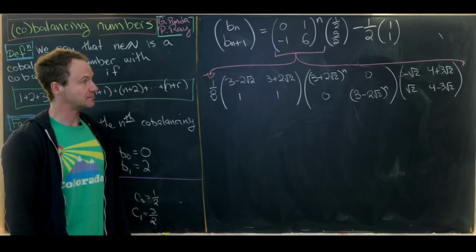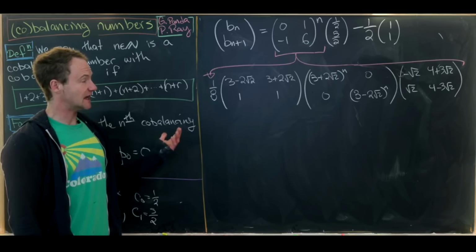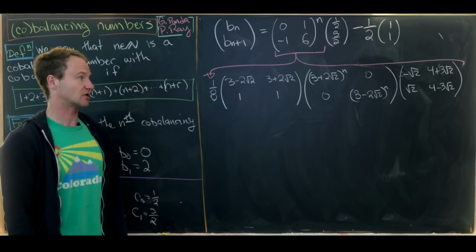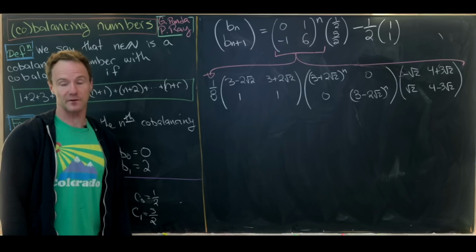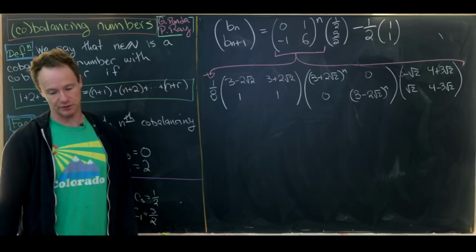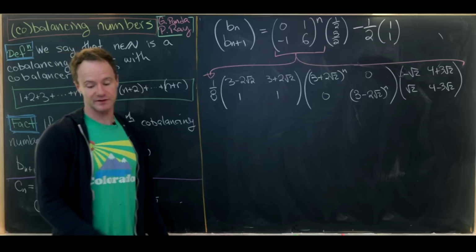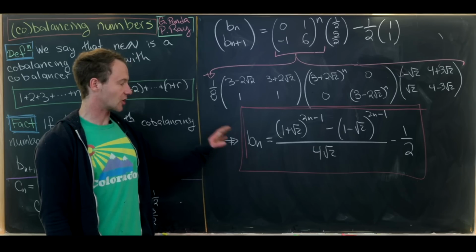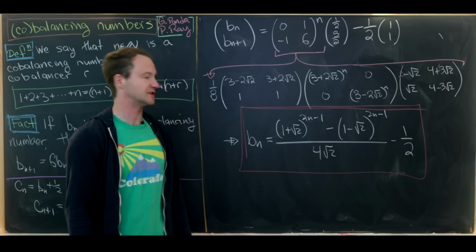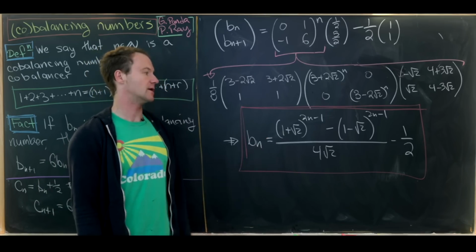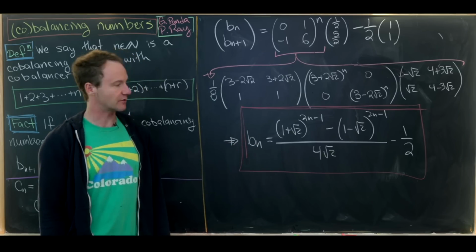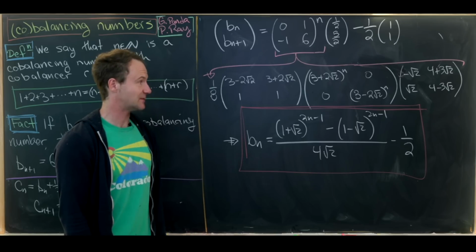But the great thing about this is we can easily expand all of this out just using matrix vector arithmetic to get a closed form for Bn. And there's not a lot interesting going on with the development of this closed form. So that being said, let's just get the result on the board. So there it is. We've got our closed form for our nth cobalancing number: (1 plus the square root of 2)^(2n minus 1) minus (1 minus the square root of 2)^(2n minus 1), all over 4 times the square root of 2. And then we have to subtract 1/2.